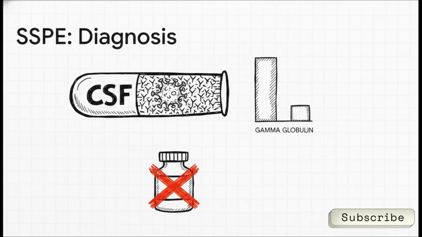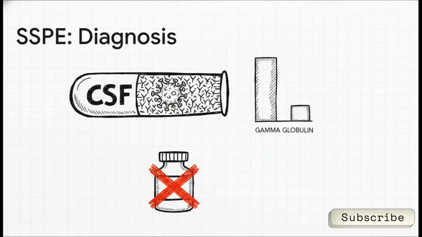When it comes to diagnosis, the single most important lab finding, the one you've got to look for, is ridiculously high levels of measles antibodies right there in the cerebrospinal fluid. That tells you the body is mounting this huge immune response inside the central nervous system, but it's just not working. That finding is the key to diagnosing SSPE.